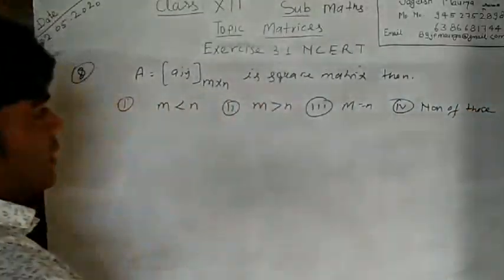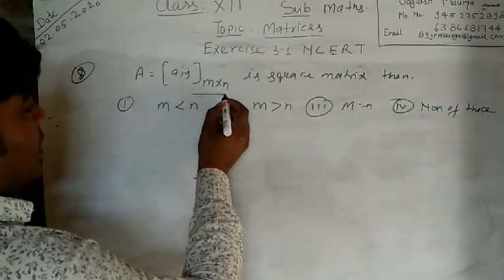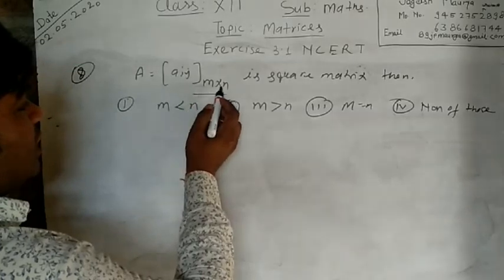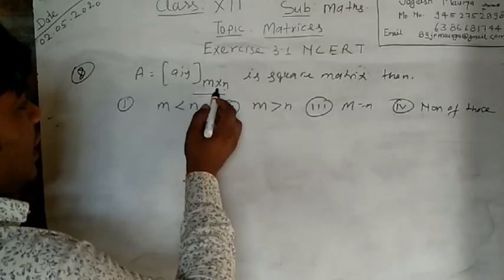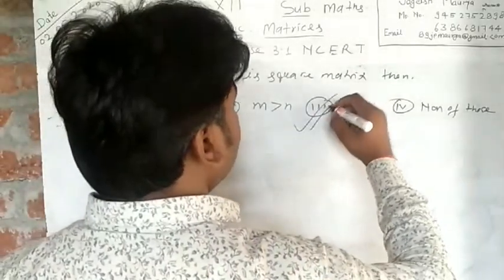We know that a matrix is said to be a square matrix if the number of rows equals the number of columns, meaning m equal to n. So option number 3 is the correct answer.